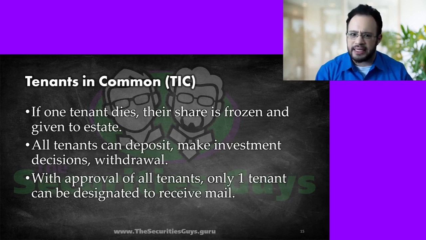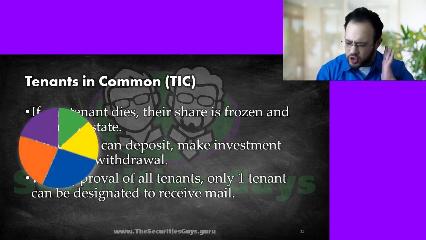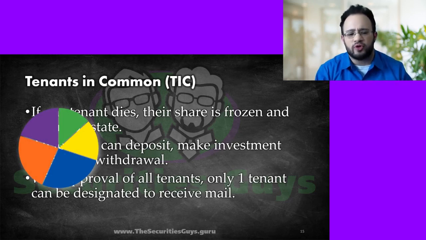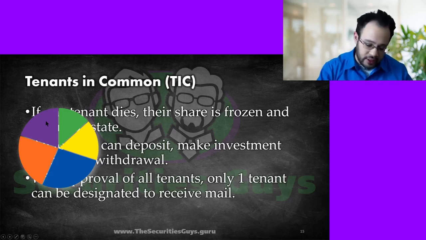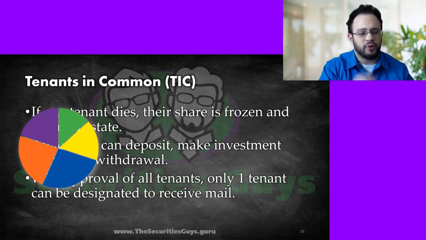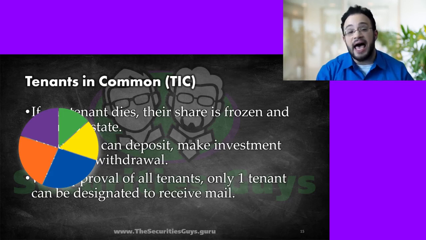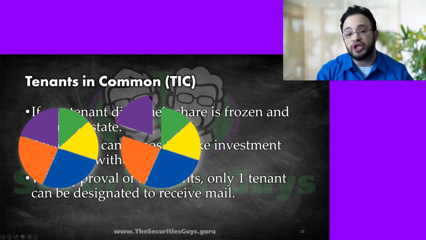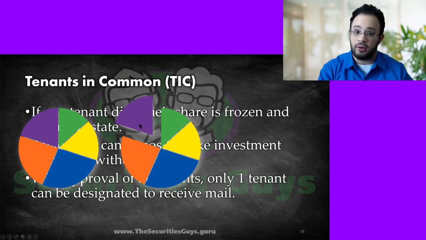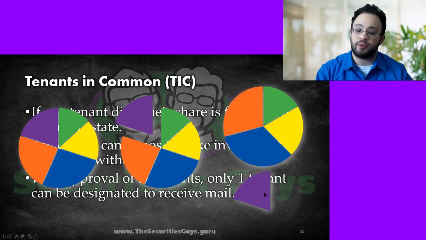So let's look at a TIC. I opened this TIC. This was a great bunch of clients. Purple, green, yellow, blue, and orange. Great bunch of clients. They were clowning. I mean, purple was just the life of the party. Whenever we went out to eat and we were just chatting, purple just was great. But sadly, one day purple passed away. And so the account is frozen. Purple's share of the account is taken out, and it is going to be left to Purple's estate.